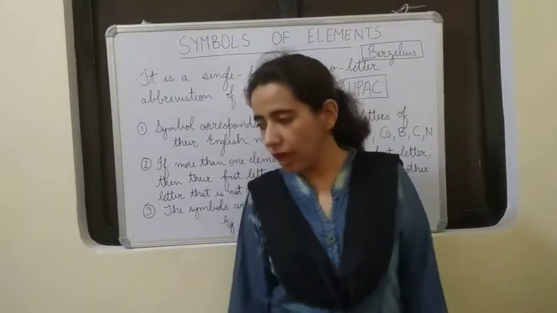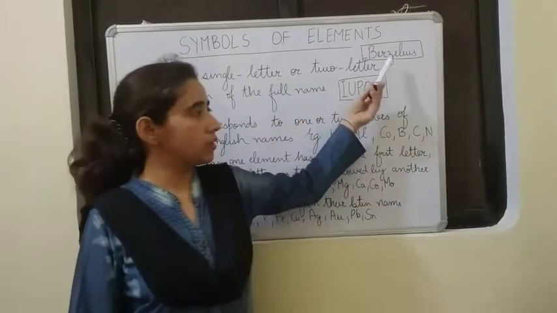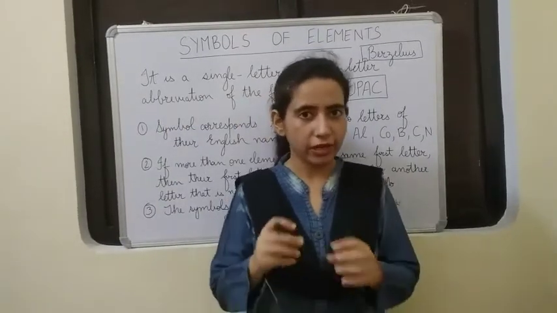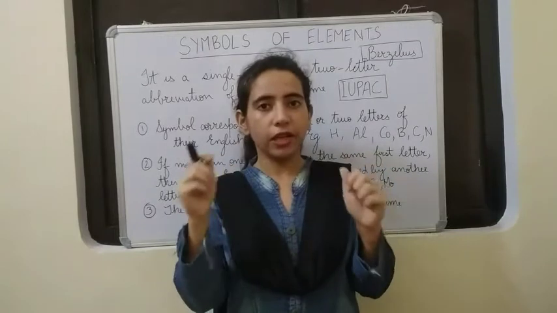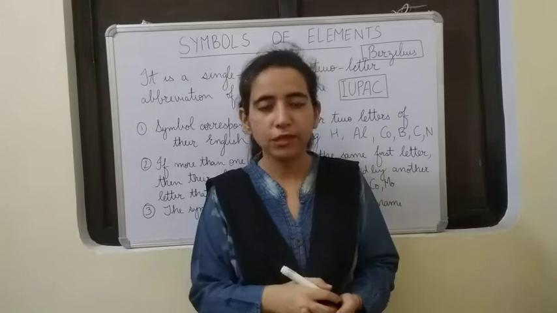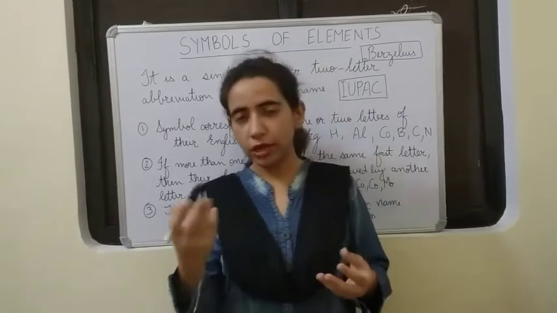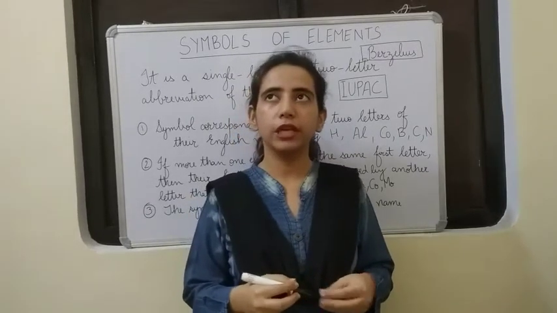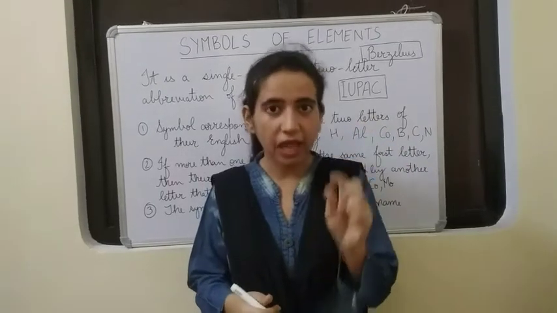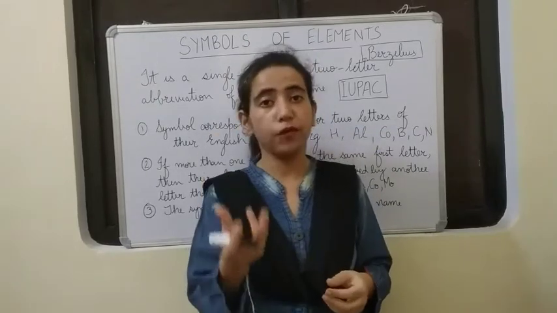Alright. And this idea for giving symbols was first given by J.J. Berzelius. He was a Swedish scientist. He said that we had to write chemical equations, and for writing the equations, it is easy if we have got symbols. So J.J. Berzelius told that we should give short forms, and he said we can take the first letter of the name.